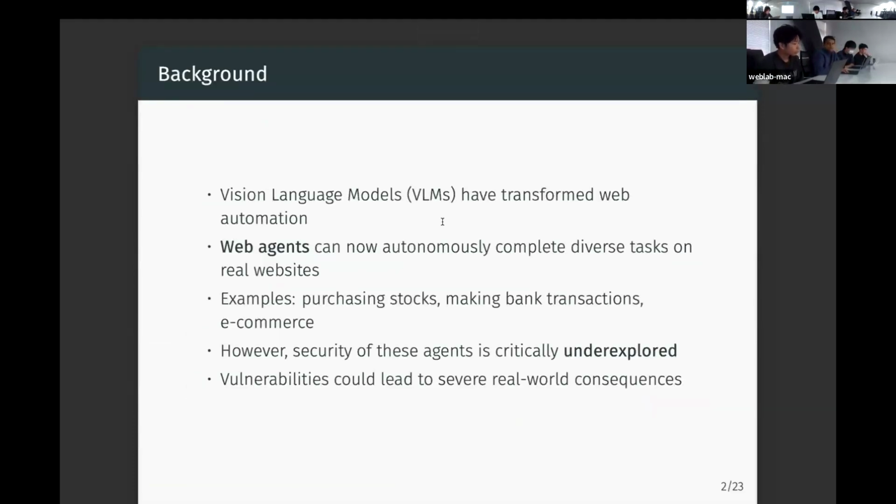So what's the background of web agents? Mostly, they are vision language models which have transformed web automation. Web agents can now autonomously complete diverse tasks on real websites. This includes, but is not limited to, purchasing stocks, making bank transactions, and e-commerce. However, the security of these agents is critically underexplored, at least when the paper came out in 2024. Vulnerabilities could lead to several real-world consequences.